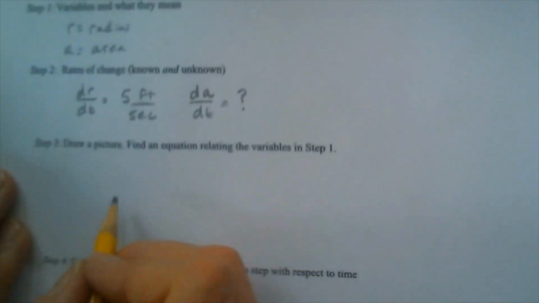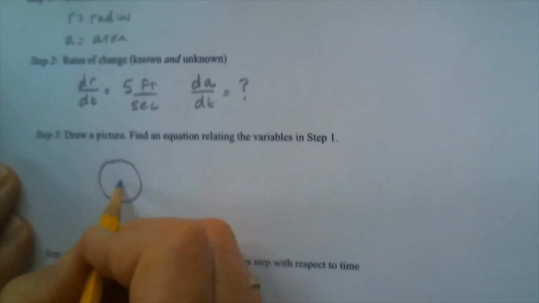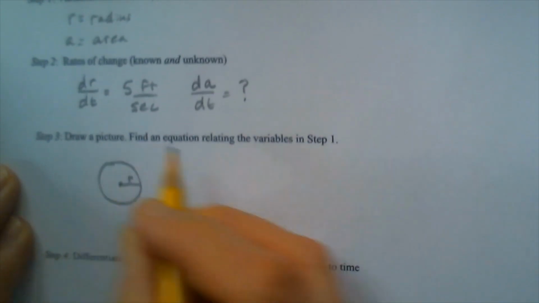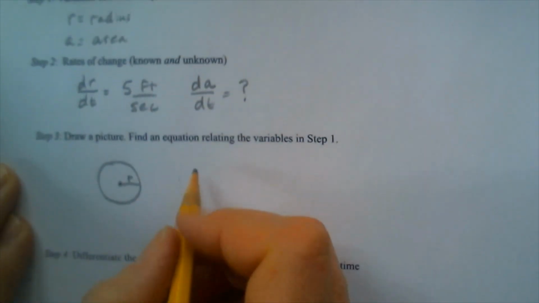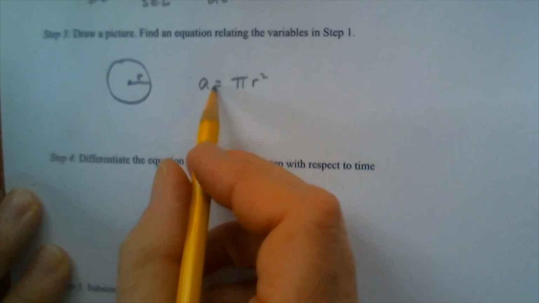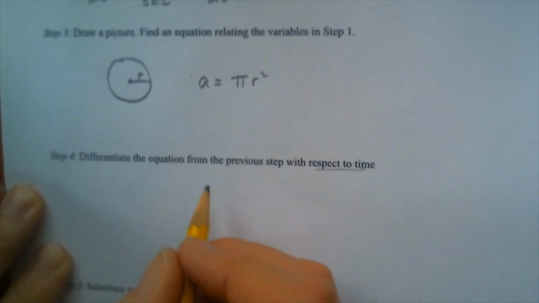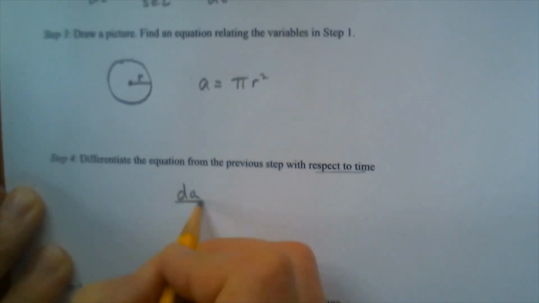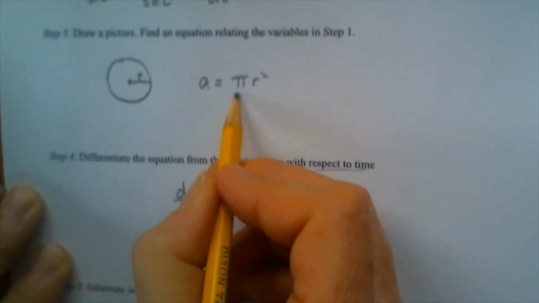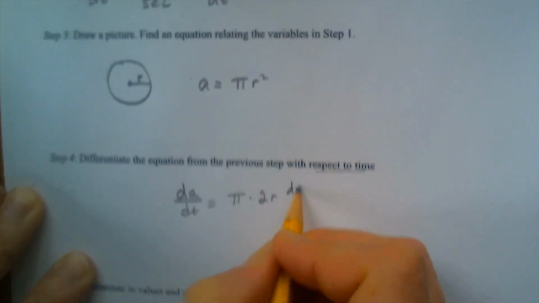Draw a picture. The picture is very simple, it's just a circle which represents the oil spill, and it has a radius. And to relate radius and area of a circle, the area is equal to pi times the radius squared. The next thing we're going to do is differentiate that equation with respect to time. So the derivative of A is just dA/dt. Pi is a constant, so it would be pi times, bring the 2 down, 2r dr/dt.